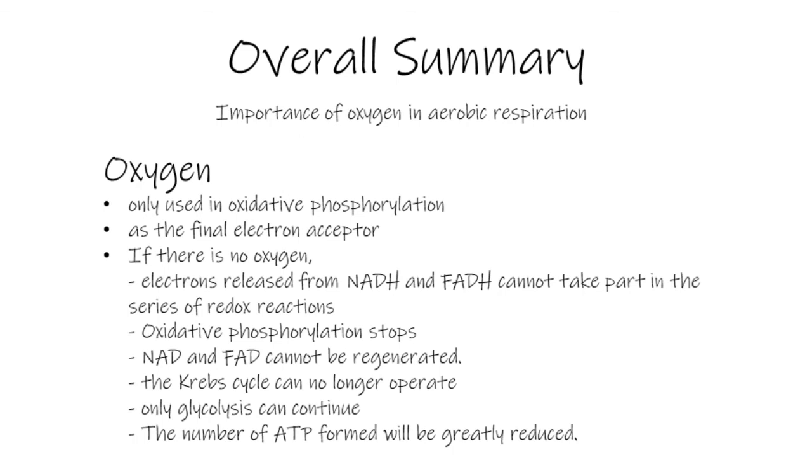Now, let's talk about why oxygen is so important in aerobic respiration. Oxygen is only used in oxidative phosphorylation. It acts as a final electron acceptor. If there is no oxygen, electrons released from NADH and FADH cannot take part in the series of redox reactions. Oxidative phosphorylation will stop. NAD and FAD cannot be regenerated. As a result, the Krebs cycle can no longer operate, and only glycolysis can continue. The number of ATP formed will be greatly reduced.